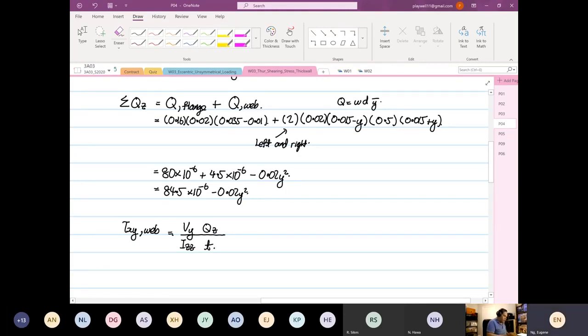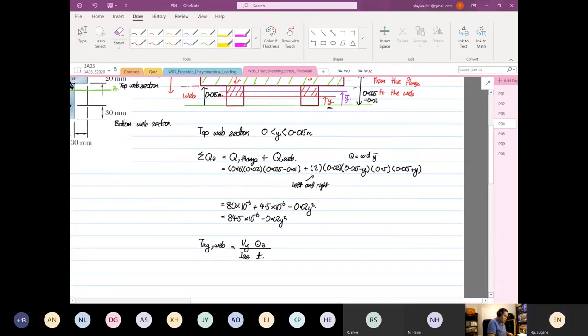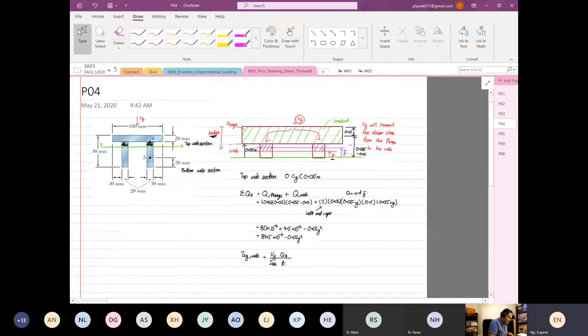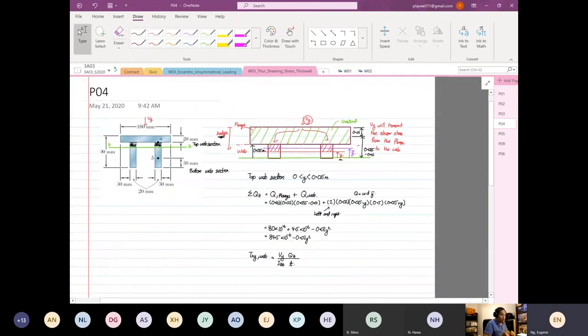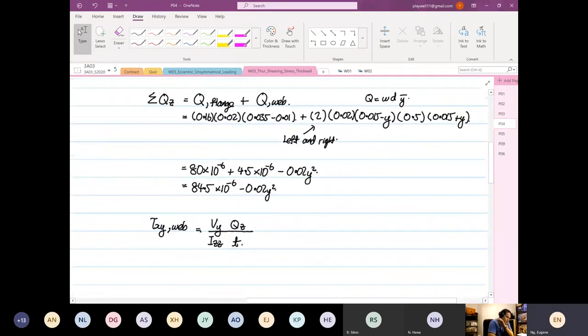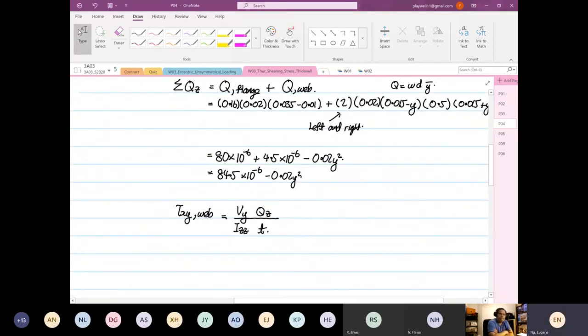Right, question for all of you. We are looking at a different section now, right? Now we are looking at the top web section. What is the Vy we're going to use? Anyone? Half of the original, so 90 kilonewtons.